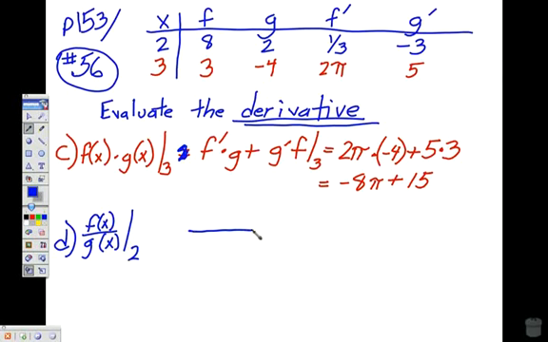Got to use the quotient rule. Quotient rule says take the bottom and square it. Leave that on the bottom. And on the top, it's the bottom times the derivative of the top minus the top times the derivative of the bottom. Bottom, derivative of top, minus top, derivative of bottom, all over bottom squared.